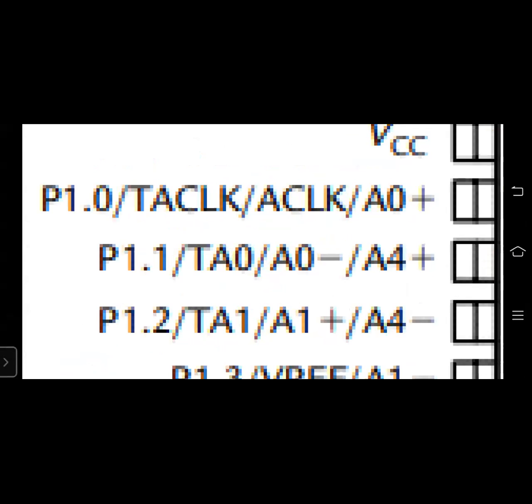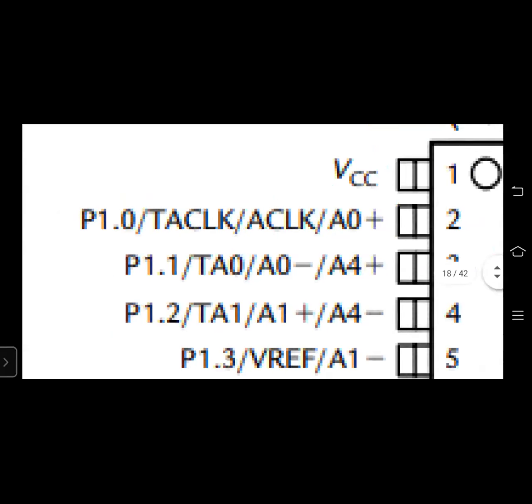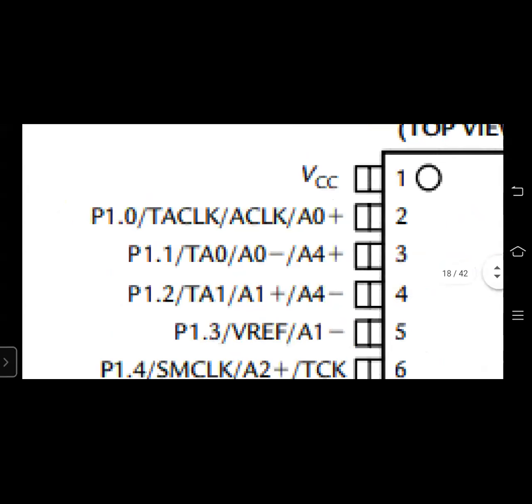So each function is segregated by a slash. So P1.0 is a function. It has some meaning. Slash TACLK. TACLK is some other function. There is some meaning. This pin can be used as a TACLK, or it can be used as an ACLK, or it can be used as an A0. So these are 4 functions that can be performed by this particular pin.